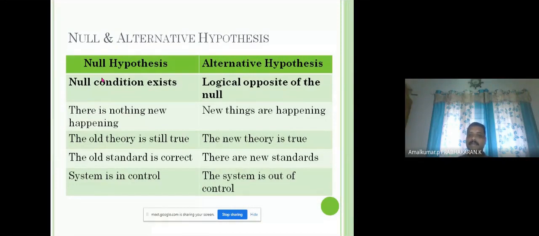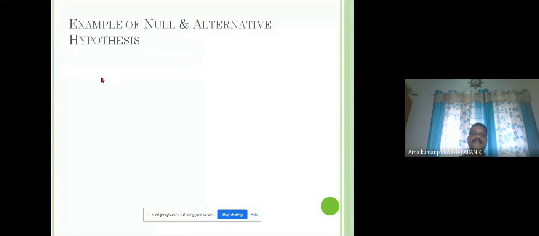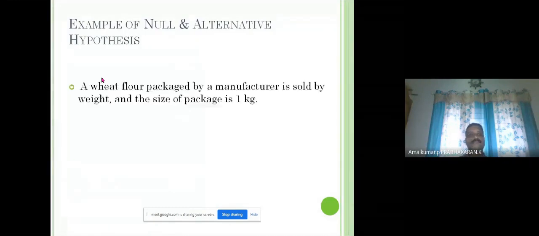And similarly, in the case of the null hypothesis, the system is in control. They believe that the social system at present is in control. But the alternative hypothesis believes that the system is completely out of control. That is the difference between the null and the alternative hypothesis. This is used for forming the statistical hypothesis. Then I am moving to an example of the null and alternative hypothesis.